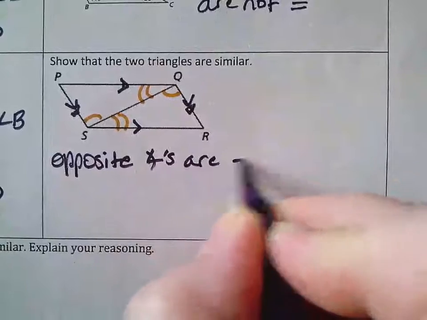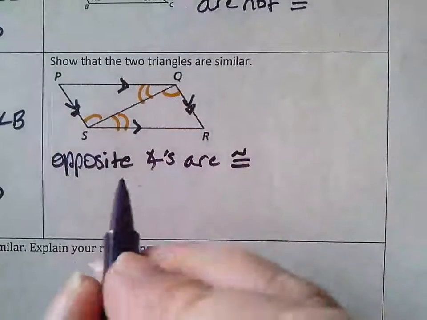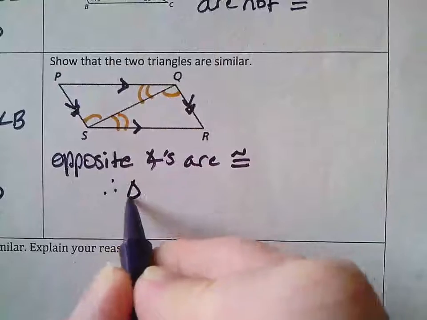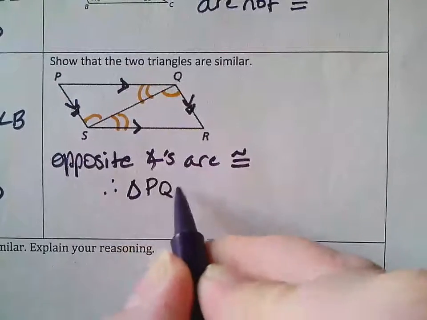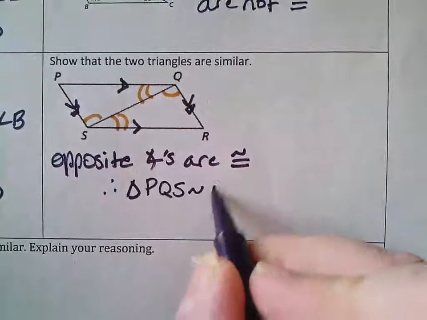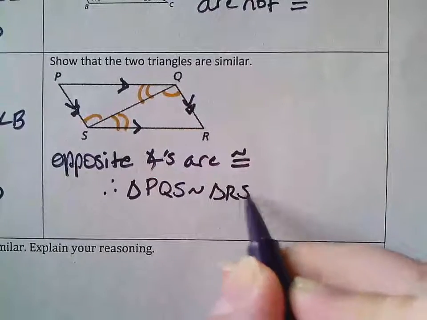Angles are congruent. So therefore, triangle PQS is similar to triangle RSQ.